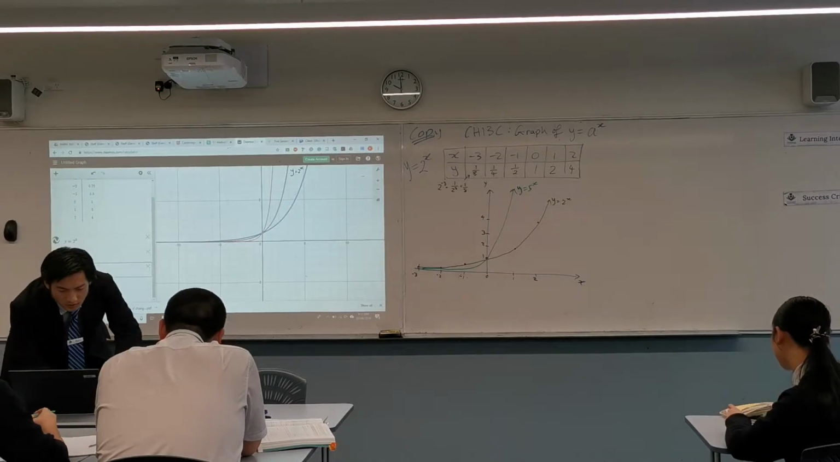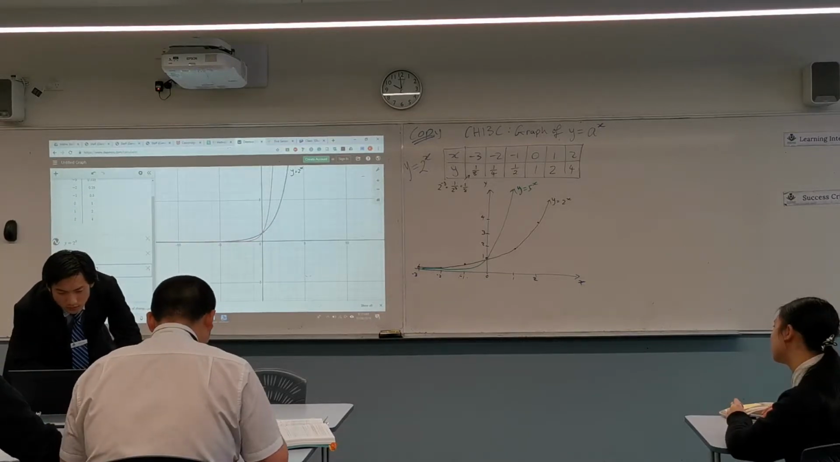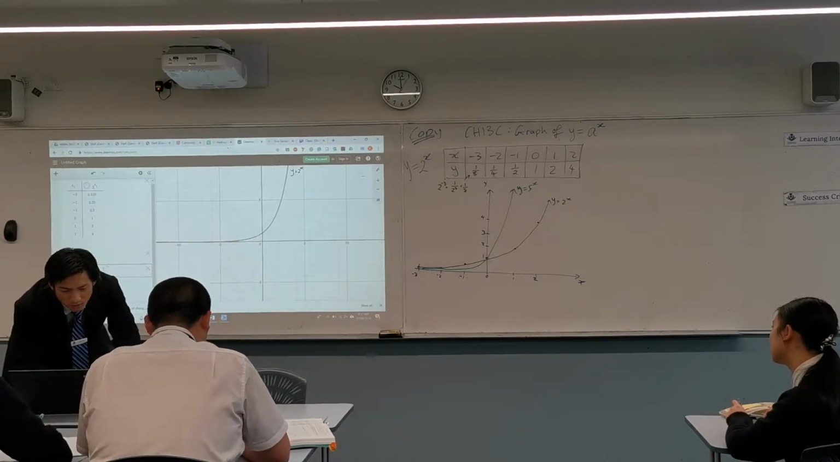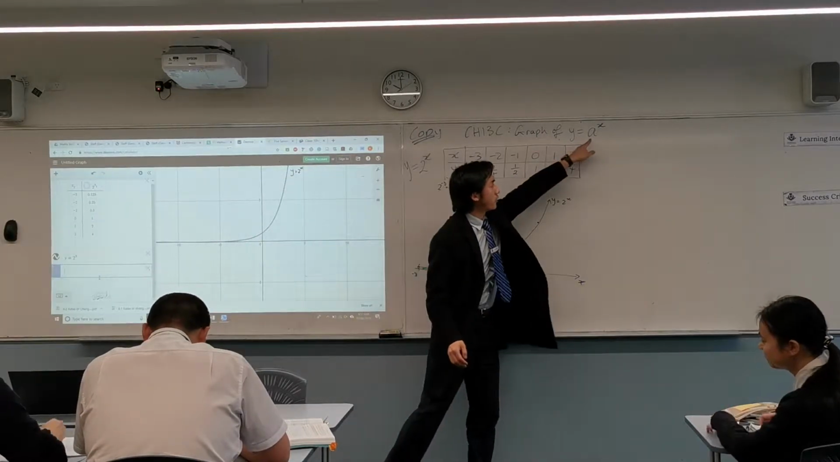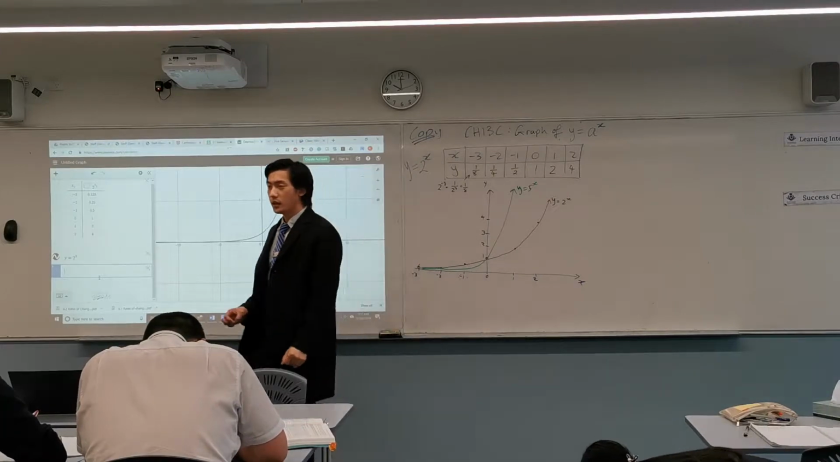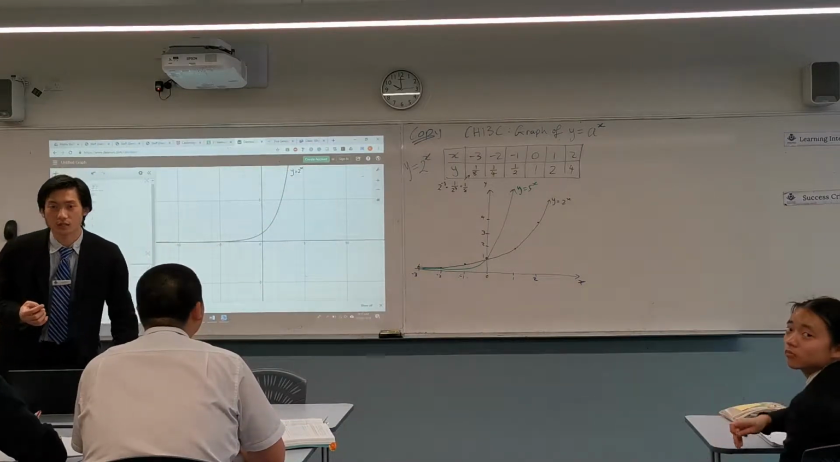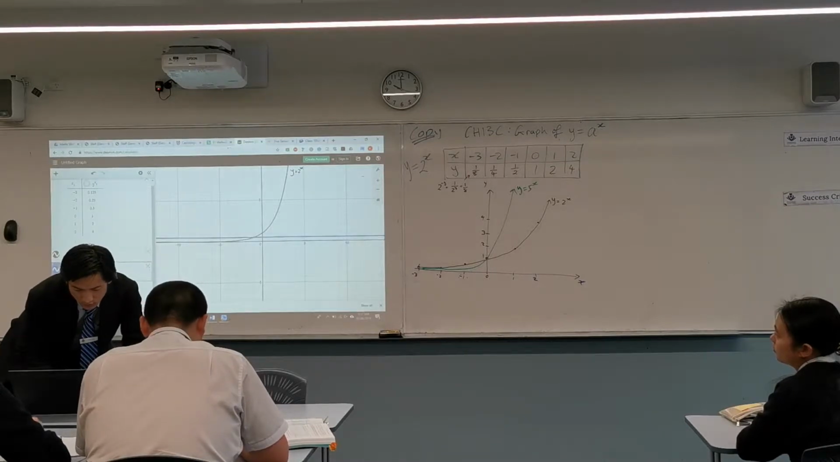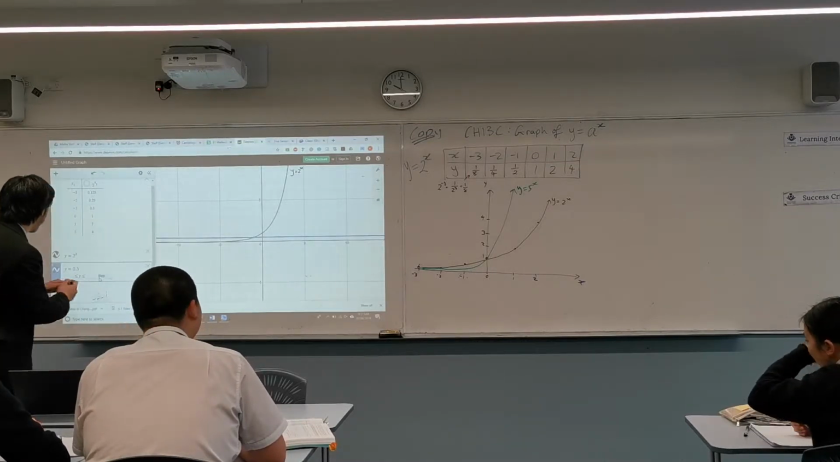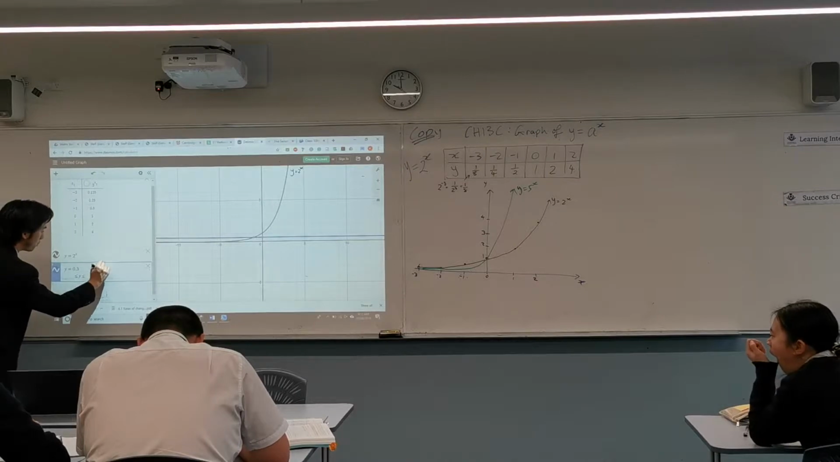Okay, so I'm going to delete the two graphs, and then I'm going to make one where our value of a, which is the base, is not more than 1. Let's call it 0.5. Y equals 0.5 to the power of x. So I'll write it down here, 0.5 to the power of x.